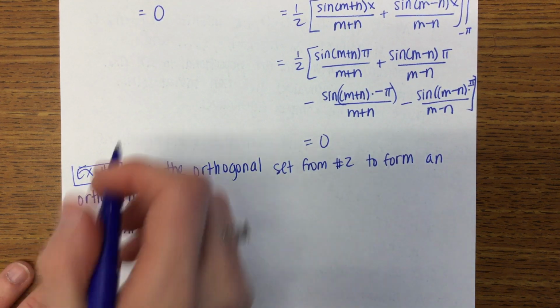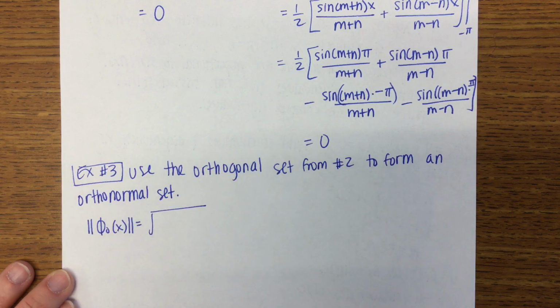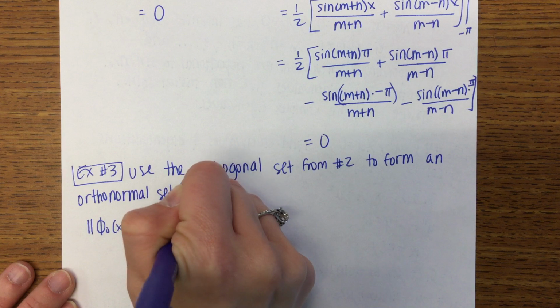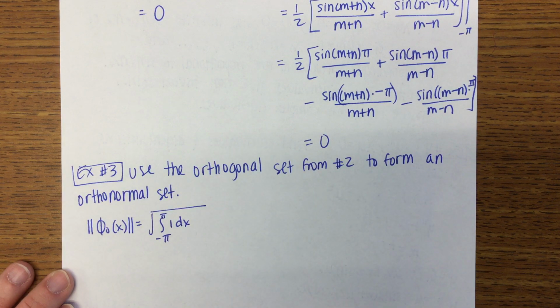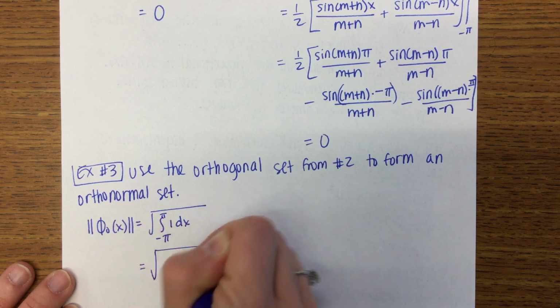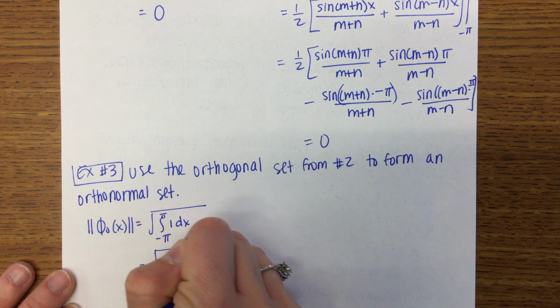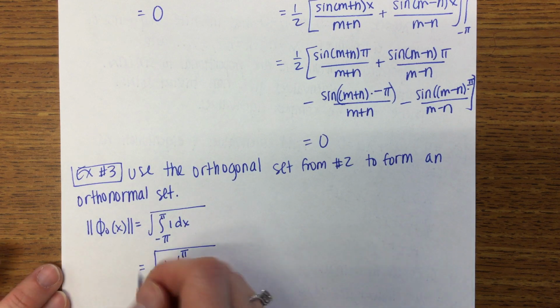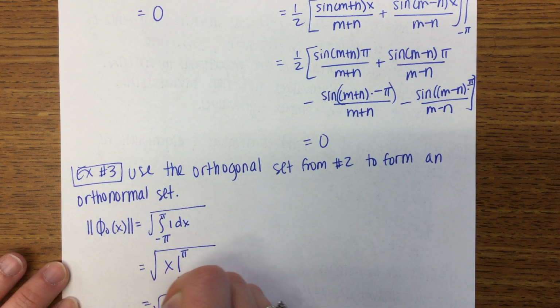Finding the norm of the 1, we're going to take the square root of the integral from negative pi to pi of 1 dx. So this will be the square root of x from negative pi to pi. So ultimately we're going to end up with the square root of 2 pi.